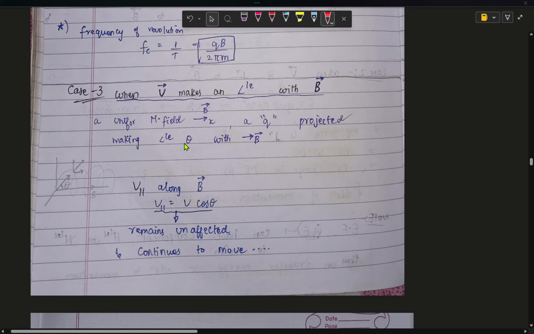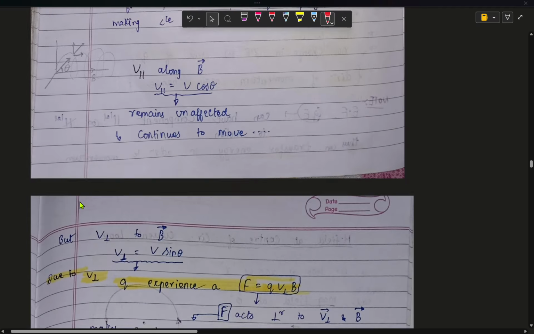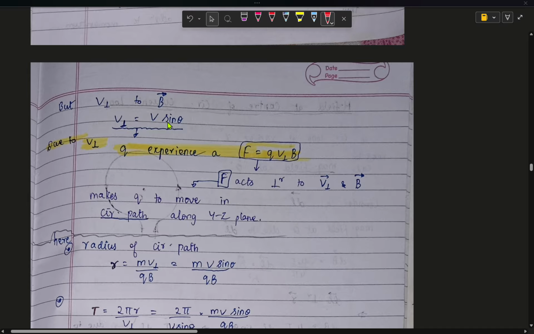Some special cases: when v makes an angle theta with a uniform magnetic field, acting in the x direction, a Q is projected like this with an angle theta with the magnetic field. So what is the parallel component? This component is v cos theta, which remains unaffected because that is in the direction parallel to the field. But the perpendicular component of the velocity, v sin theta, will experience a force. That's what qvB sin theta.